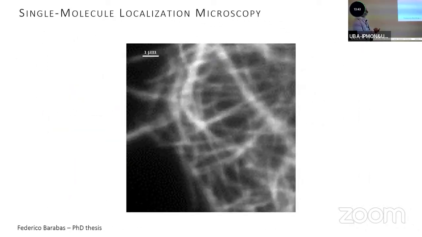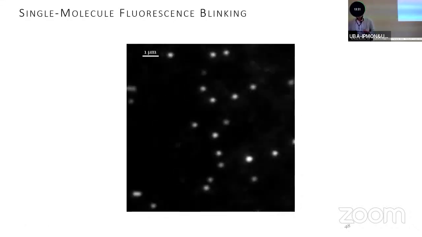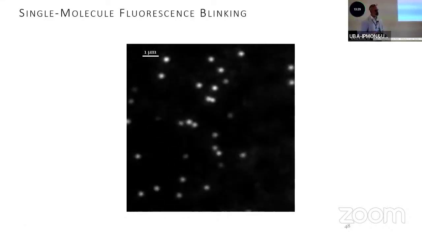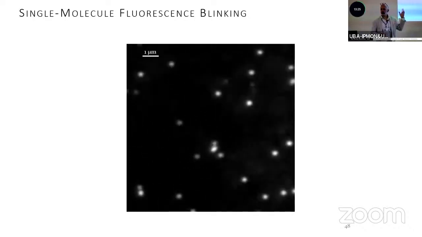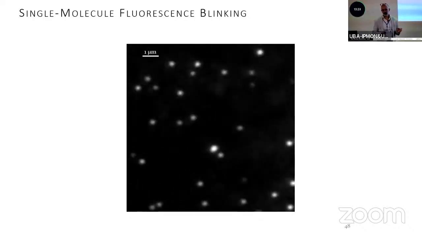Here you see an example. Imagine, again, you have these microtubules labeled, and if all molecules in the sample emit at the same time, this is what you get, a diffraction limited image. Now, we make them switch on and off randomly, and it looks like that. The sample now looks like this. So we don't get an image, right? We get a video of blinking molecules.